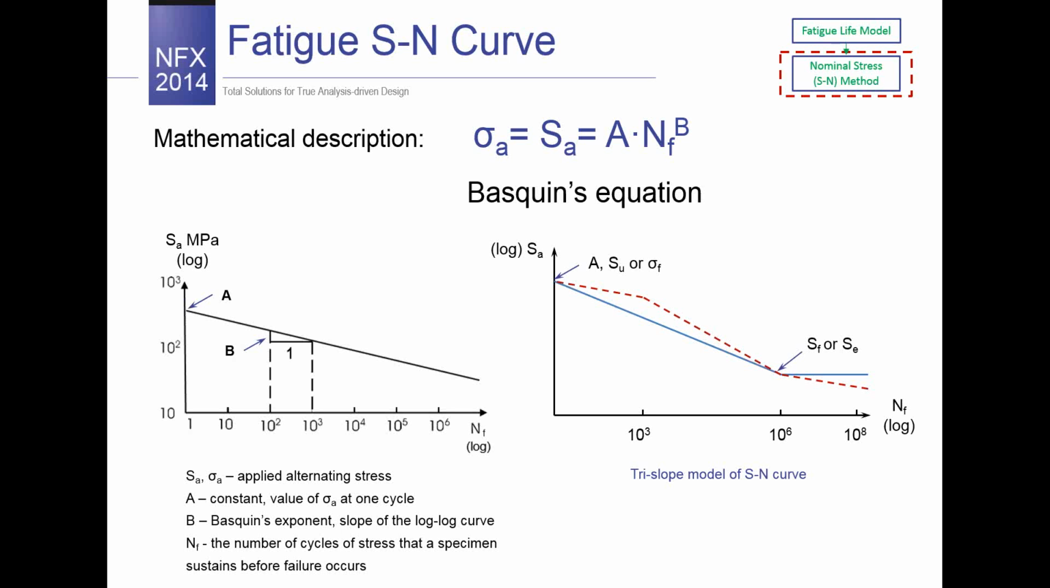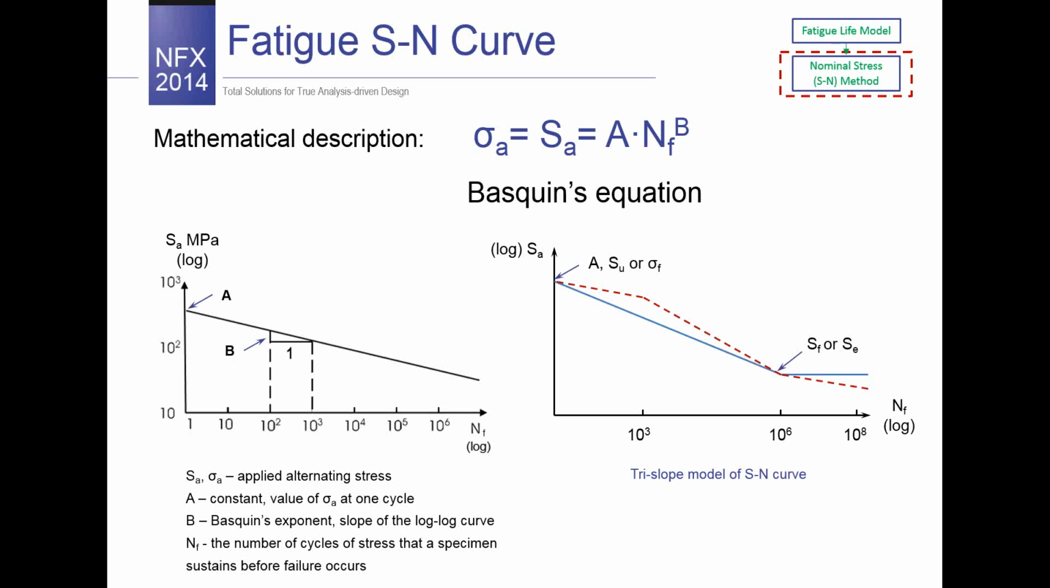So what you see is the Basquin equation, and A stands for the constant. This is the value of sigma A at one cycle, but this is not big S, I'm talking about the local stress. B is the Basquin exponent, and it describes the slope of the curve, which is plotted in a logarithmic system. NF stands for the number of cycles of the stress that the specimen sustains before failure occurs, and SU is then the ultimate stress.